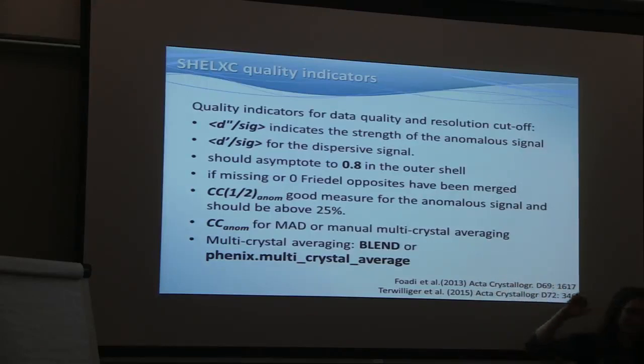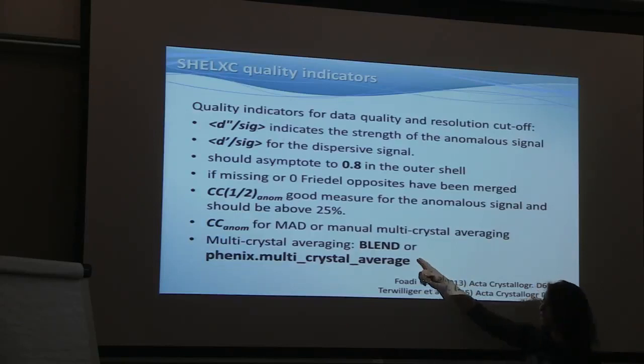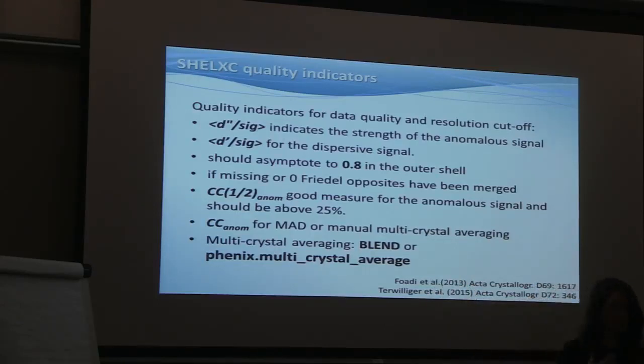Now, it is nice to get a high multiplicity because that limits your noise, your error, from one data set. But even better than that is to actually merge data from several measurements from several crystals together if the crystals were isomorphous. And this is called multi-crystal averaging, and in some cases can make all the difference between, in particular, sulfur SAD experiments that solve and those that don't. There are, however, these days automatic programs like Blend by James Foadi to do this automatically. But if you do it manually, you need CC anom.